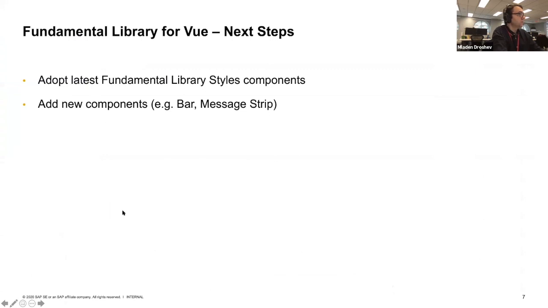So the next steps for the fundamental library for Vue are again catching up with the latest fundamental library styles, with the new components and the old ones that were migrated to the theming parameters and the latest design from Fiori 3. He's already working on bar and message strip and updating the other components.